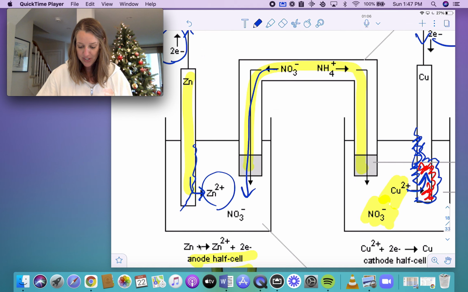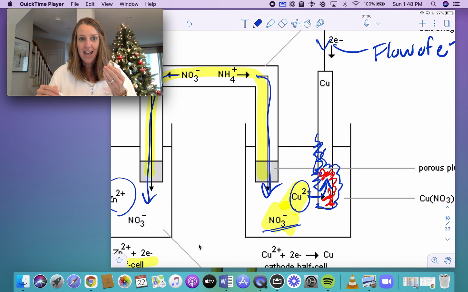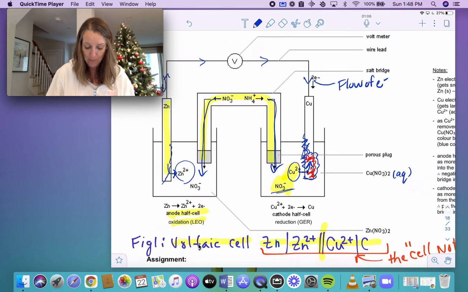Look at it on the other side, on the cathode side. The copper ions are turning into copper atoms, so you've got less of a positive charge. You've got an imbalance in the nitrates that are in this solution, so the ammonium ions are going to flow in this direction. Again, it just balances out those charges so that the flow of electrons will continue to move.